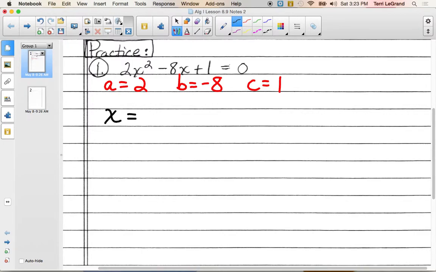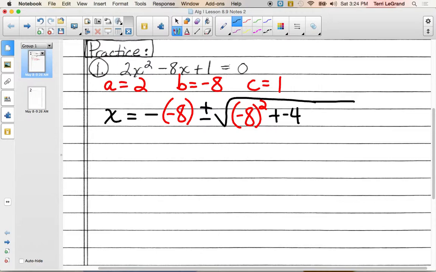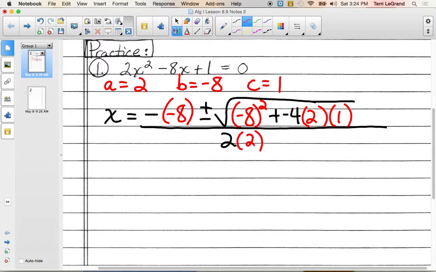So x equals the opposite of, we're putting a negative 8 in for b. We have a plus or minus, our radical sign, and underneath there we're going to have in parentheses because it's negative, negative 8 squared. We have plus our negative 4, and that gets multiplied times our a value, which is 2, and our c value, which is 1. And then we have our fraction bar, and downstairs we have our 2 times our a value of 2.